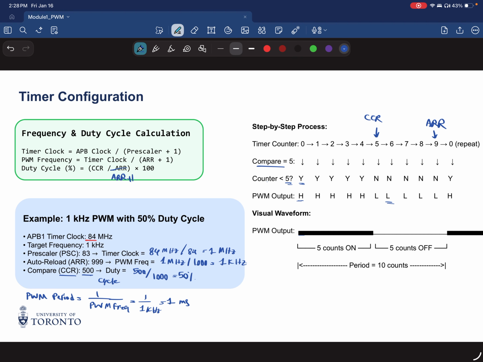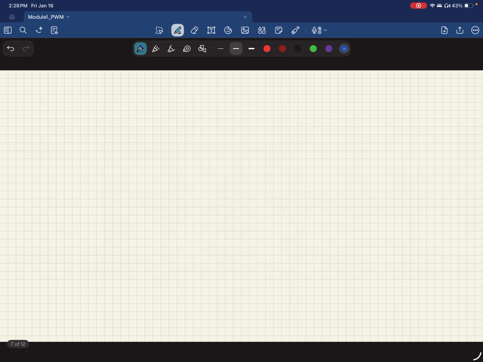Now, there are a couple of important points in this slide. Let's look at these in more detail. So we said the duty cycle is CCR over 1 plus ARR. Okay? And then we know that V output is V average of our signal, which is going to be the duty cycle multiplied by VDD.